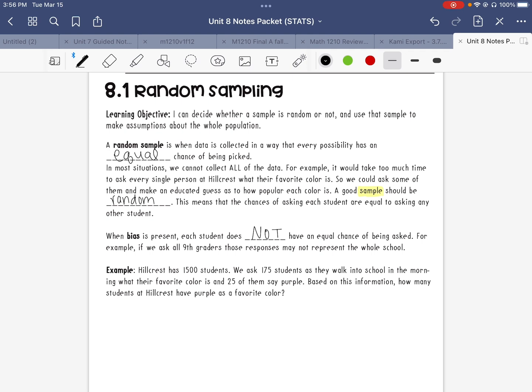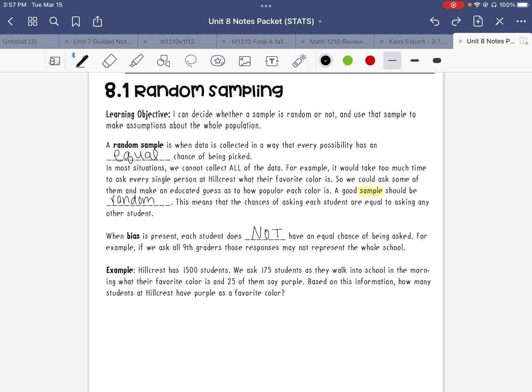Generally speaking, their favorite color does not depend on what time they're coming to school. So you could ask 175 of them, and I would say, yeah, that's probably a good way to do it. It's just random people as they walk into the building, just so that we get a variety of students. So since it is a good random sample, we can use this information to figure out how many students at Hillcrest might have purple as a favorite color.